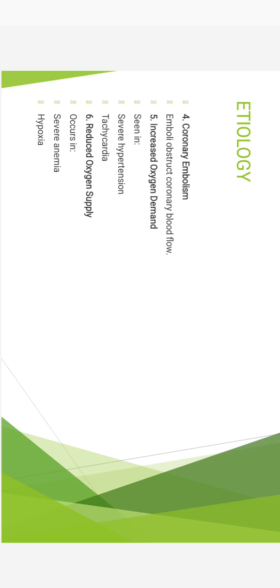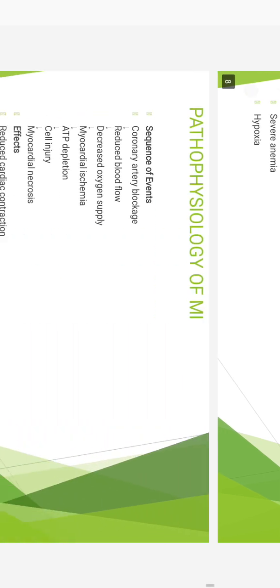Less commonly, coronary embolism may block arteries. Myocardial infarction may also occur due to increased oxygen demand, such as in severe hypertension or tachycardia, or reduced oxygen supply, as seen in severe anemia or hypoxia. Thus, myocardial infarction results from an imbalance between myocardial oxygen supply and demand.